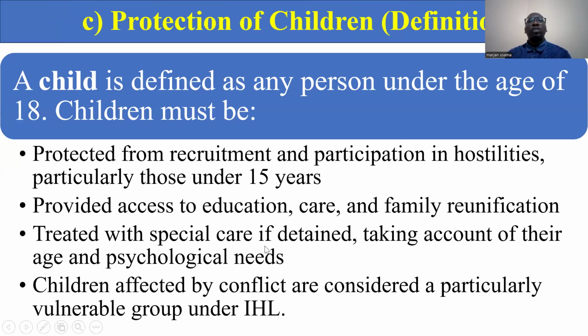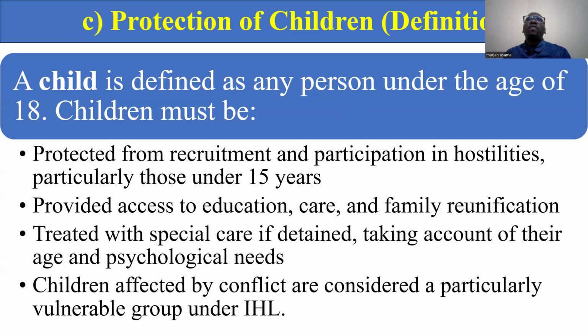Now, protection of the children. What is the definition of a child? A child is defined as any person under the age of 18. Children must be protected from recruitment and participation in hostilities, particularly those under 15. They should not be recruited in the army. But unfortunately, it happens. Children must be provided access to education, care, and family reunification after the war.